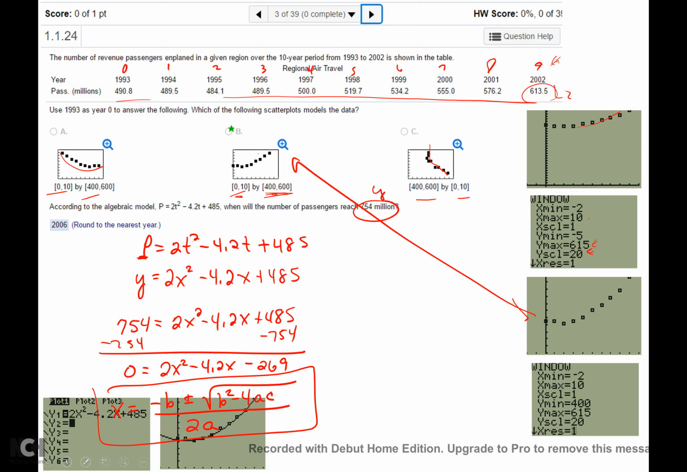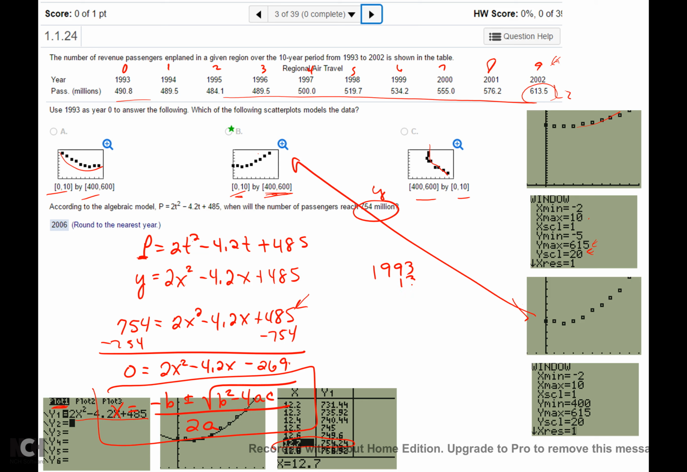And so what I did was I went to y equals. I just kept my plot on so that I could see my dots. I typed in the function they gave me. I didn't type in this one. I typed in this one. All right, and I want to see when it equals 754, which is approximately 12.7 years. All right, so if I go 12.7 years, which is going to be approximately 13 years, if I go 13 years past 1993, that's going to be 2006. Okay?